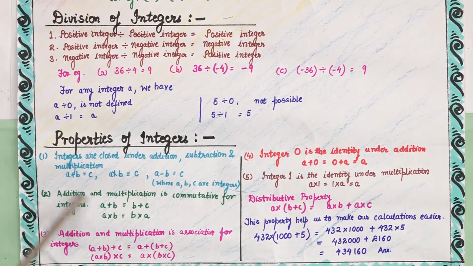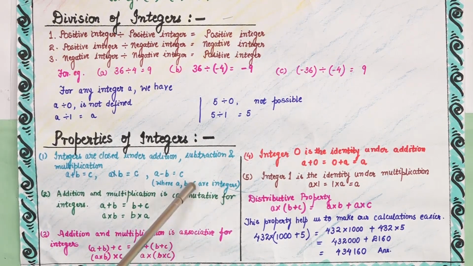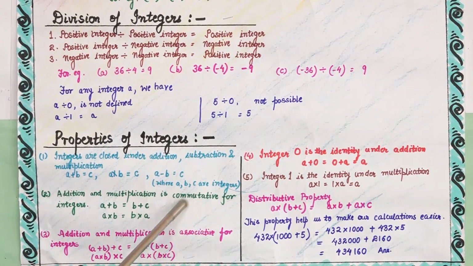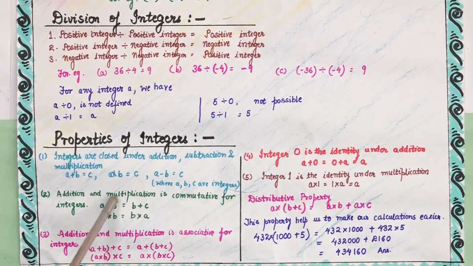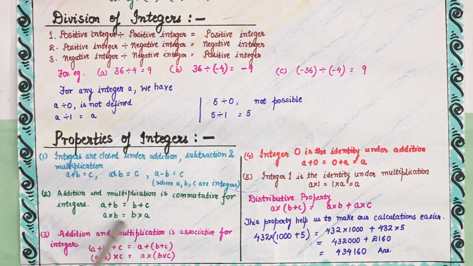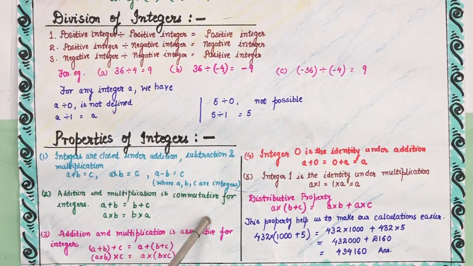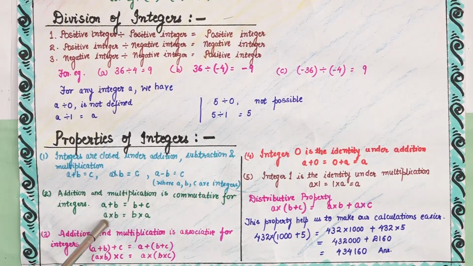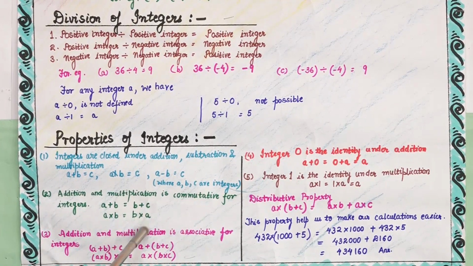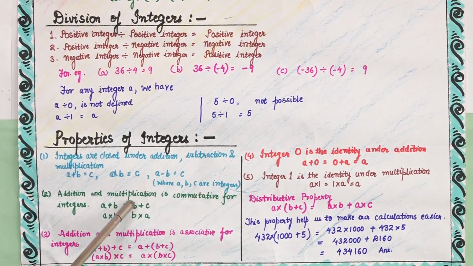Now the second property is the commutative property. What does this property say? This property says we can add integers in any order, or we can multiply integers in any order. That means we can change their order. 2 plus 3 is 5, 3 plus 2 is also 5. 2 multiply 3 is 6 and 3 multiply 2 is also 6. That means commutative is true for addition and multiplication.